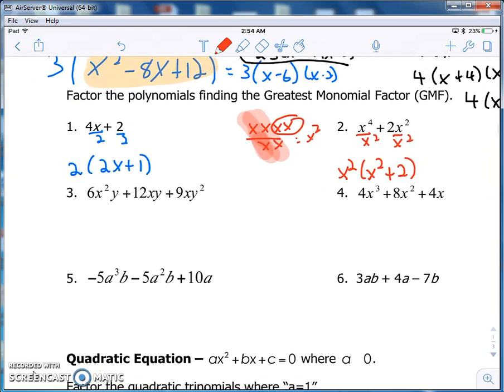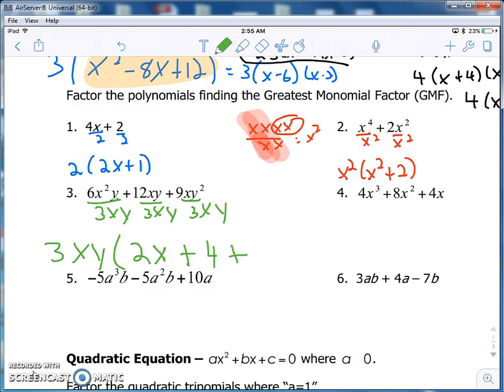Number 3. We notice they're all divisible by 3. They all have an x and they all have a y. So I'm going to factor out a 3xy. I'm going to divide the coefficients by 3 and take out 1x and 1y. 6 divided by 3 is 2. The y's reduce out. 12 divided by 3 is 4. Both x and y reduce out. 9 divided by 3 is 3.